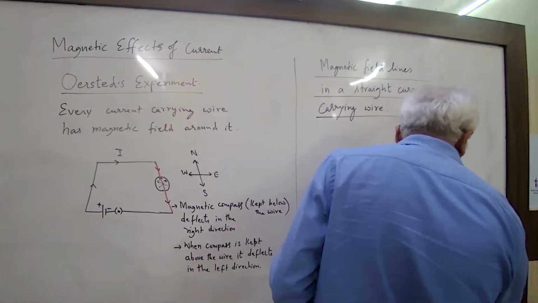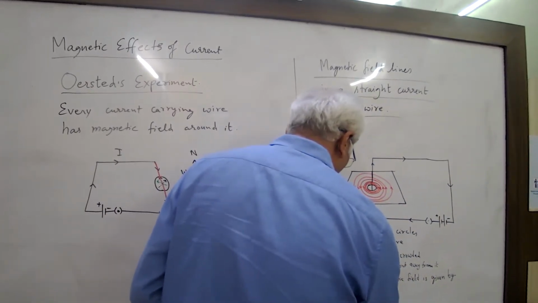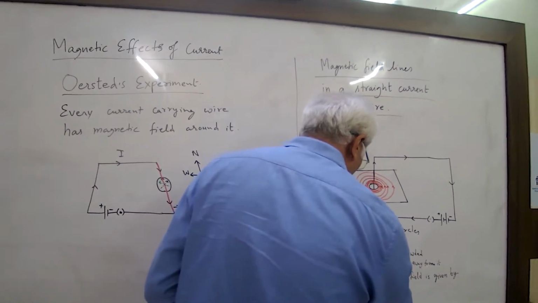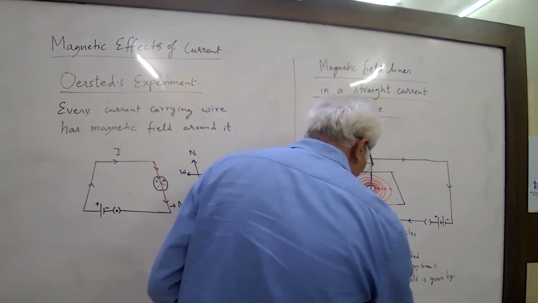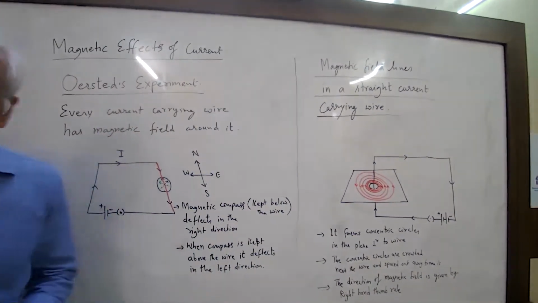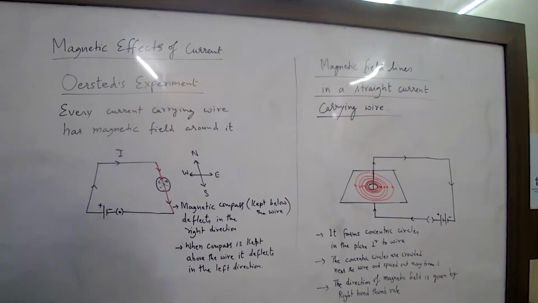So who discovered this rule? Right hand. It's not a discovery by one person, but we are told it was discovered by Oersted.